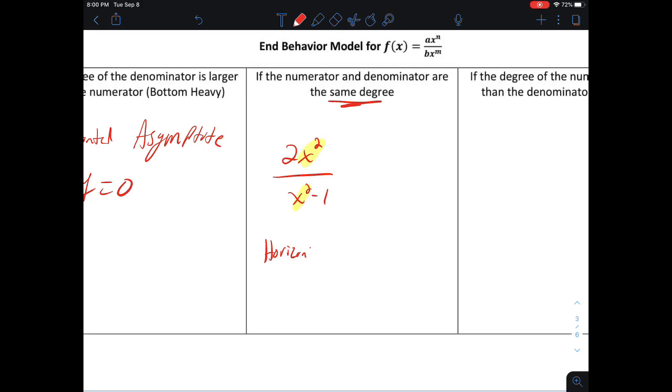So horizontal asymptote, it's the ratio of the coefficients. So I'm getting this from my generic problem I have here. So it'd be y equals a over b, which means that my little example I wrote here would be y equals 2.